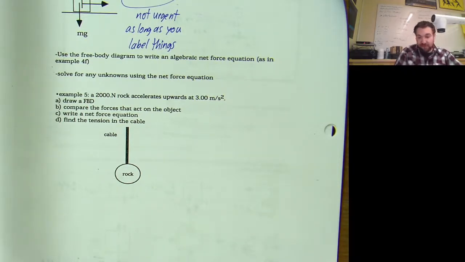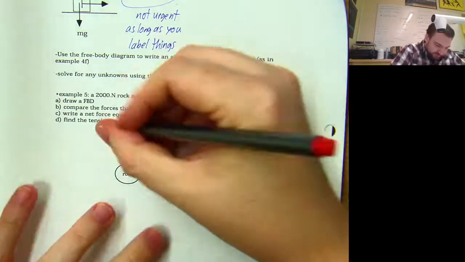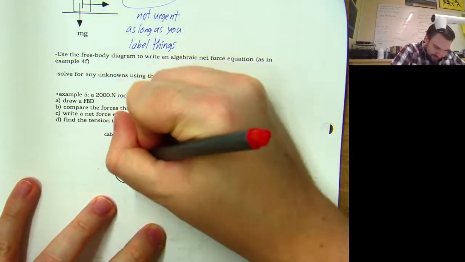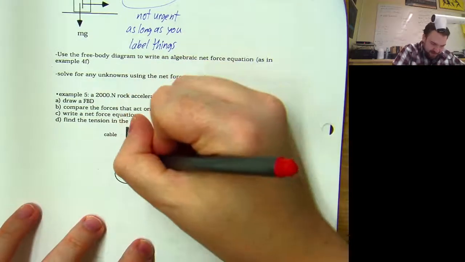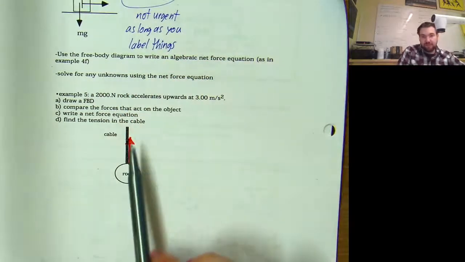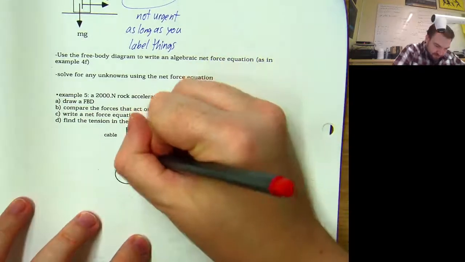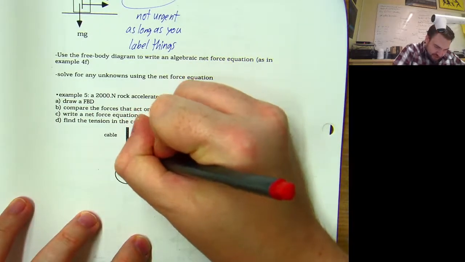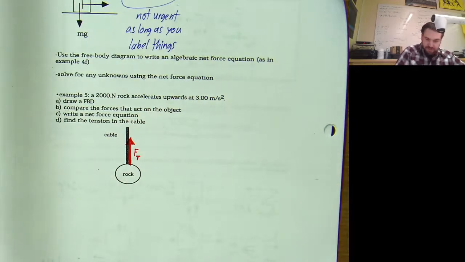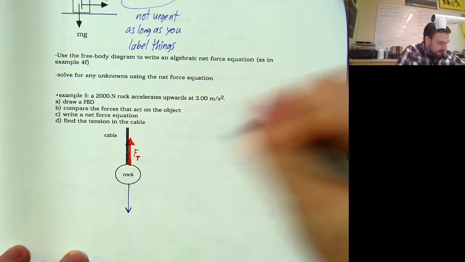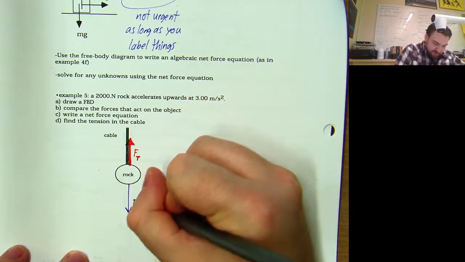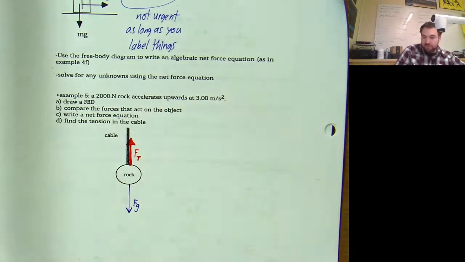What forces are acting on my object? Well, I've got tension upwards. And I'm not going directly to the center of mass of the object because there's writing there. I'm just going to go along where the rope is. So we've got F tension. What else we got going on here? We've got the mass of the rock interacting with gravity, creating an Fg downwards. Those are all the forces acting on my object.